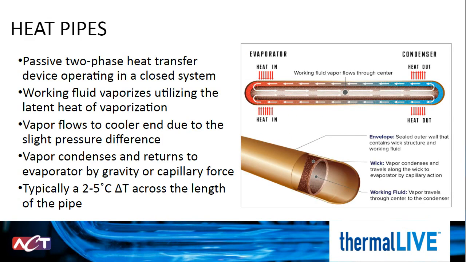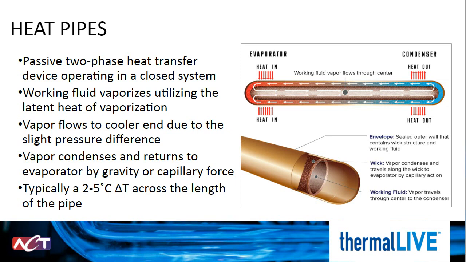For thermal challenges with temperature uniformity requirements, a heat pipe is an effective solution. A heat pipe is a passive two-phase heat transfer device that operates in a vacuum and utilizes the latent heat of vaporization to move heat from one end to the other. Now, latent heat is the amount of thermal energy required to break molecular bonds and change from one phase to another. And it is orders of magnitude higher than specific heat, which is the amount of thermal energy a substance absorbs as it raises 1 degree Celsius.